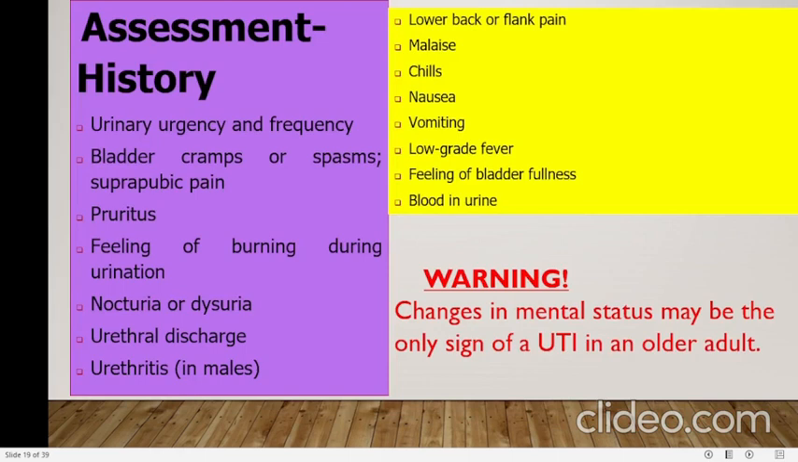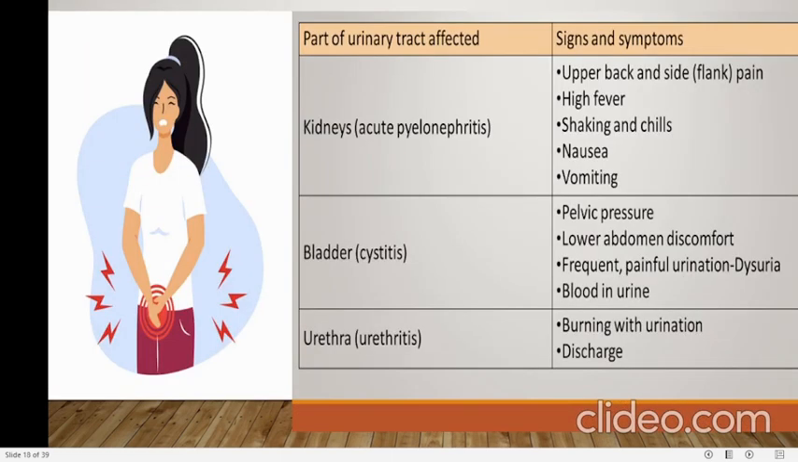Let's look at the assessment. Starting with history, you want to know the urine urgency and frequency in this patient. Patients with UTI will always have increased frequency, and the urgency will be strong. Then bladder cramps or spasms or suprapubic pain. Clients with UTI, especially those with pyelonephritis, are going to have flank pains.